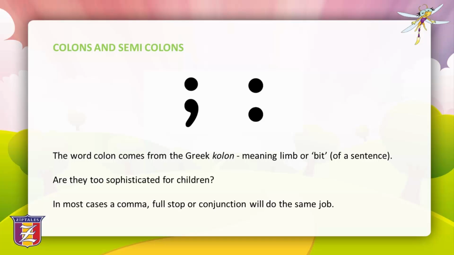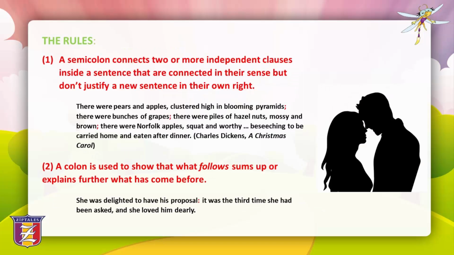Colons and semicolons. The word colon comes from the Greek kolon, meaning limb or bit of a sentence. Now, it could be argued that they are a bit too sophisticated for children. The great authors use them, but do the children need to? Maybe not, for they are very complicated, and modern authors tend not to use them as much. In most cases, a comma, full stop, or conjunction will do the same job. You choose. The rules. 1.